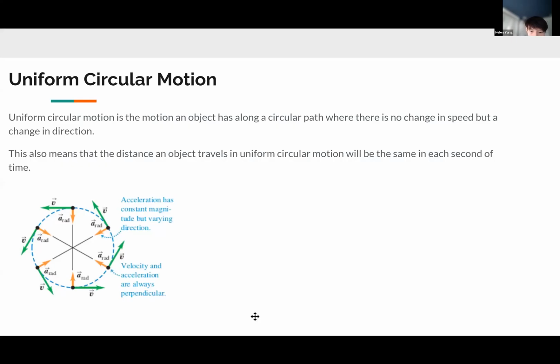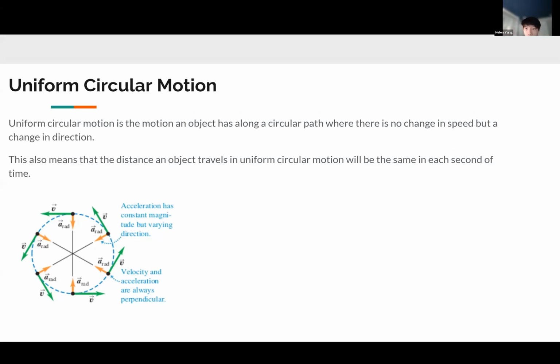So first, let's talk about uniform circular motion. Uniform circular motion is the motion an object has along a circular path where there is no change in speed but a change in direction. As you can see in the diagram, the speed is always constant. The velocity is always tangent to the circle, like this. So it's always tangent right here, no matter where it is on the circle.